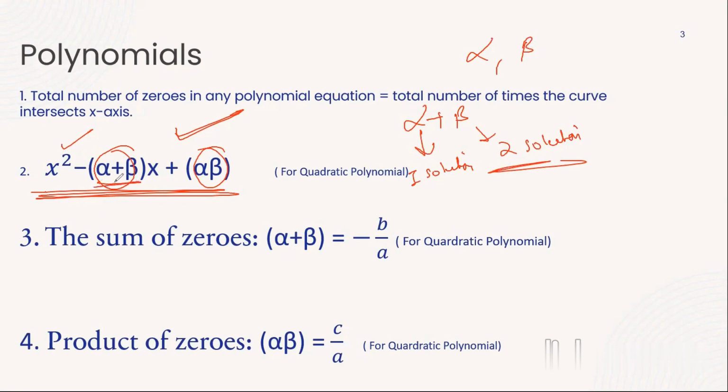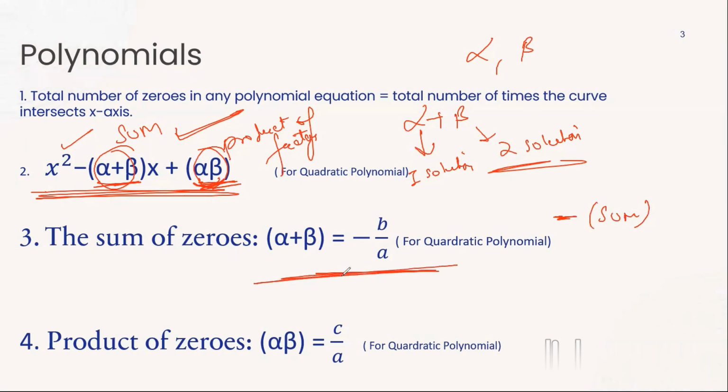So what is this alpha plus beta? That is the sum of the zeros, sum of the roots or sum of the factors. And what is this alpha multiply beta? It is the product of the factors. Right? So please remember, whenever you are writing the sum you will write it with the minus sign, and the product you will write with the positive sign. Please remember this thing. So sum of the zeros means alpha plus beta, having the formula minus b by a.